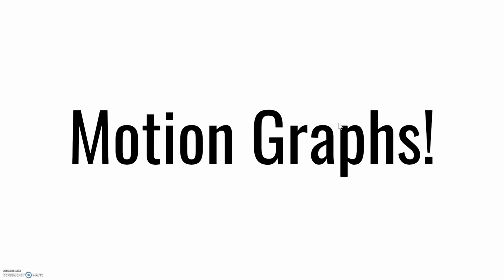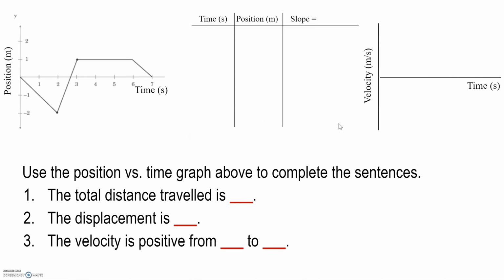Hi physics students, welcome to part 2 of our motion graphs notes, where we're going to be applying our understanding of motion graphs to solve various problems. So here's the first type of problem you might be given, where you're provided with a position versus time graph. It could also be a velocity versus time graph, but then you're asked some questions based off of it.